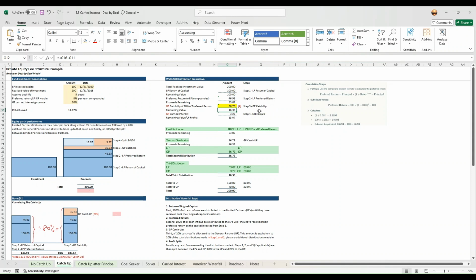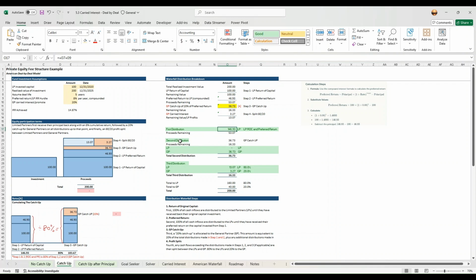After the step 3 GP catch-up, we will do the 80-20 split just like we did in the base model here. And here for our distributions, we now have three distributions. The first distribution is the same. We have the return of capital and the preferred return to the LP.